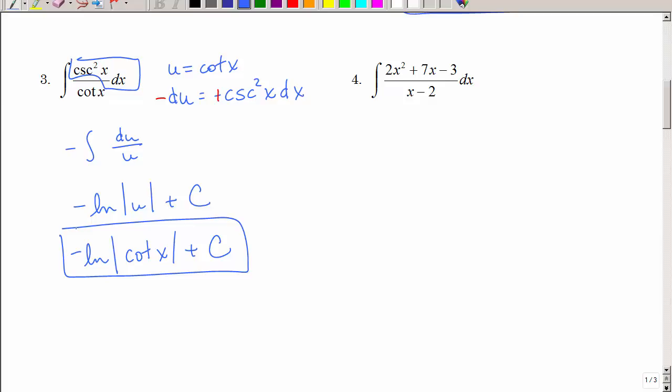Now looking at number 4, that's different. We have a much higher exponent on top than on the bottom. What do we have to do? It's definitely not going to be du over u. Well, this is what's called an improper fraction. So before I start trying to integrate, I need to change that to a proper fraction by using long division.